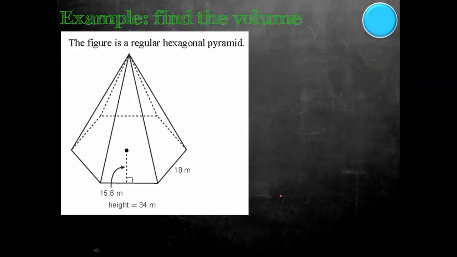On this one, we're going to count our edges: 1, 2, 3, 4, 5, 6. So this is a hexagonal pyramid. We have volume equals 1/3 big B times H. Our big B is the area of our base. We have a hexagon, a regular polygon, so our area is 1/2 times the apothem times the perimeter. Our apothem here is half the height of the hexagon. So we have 15.6.